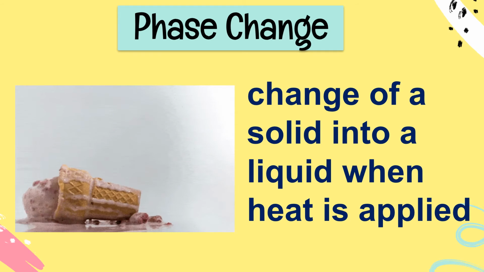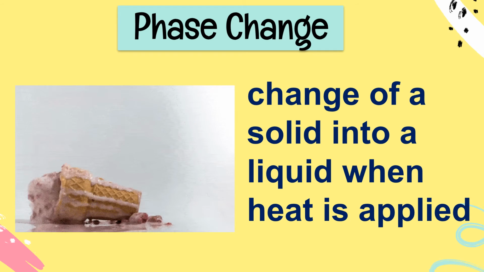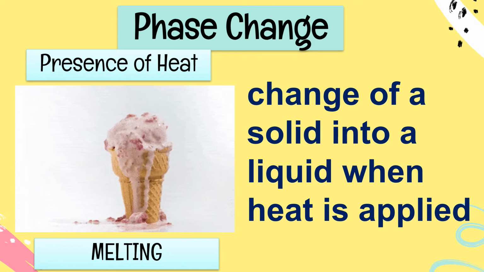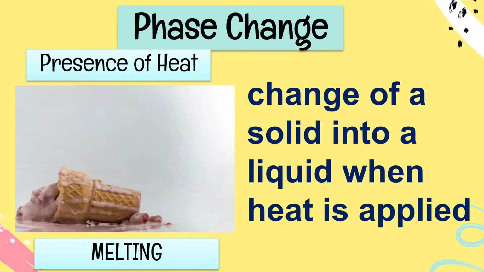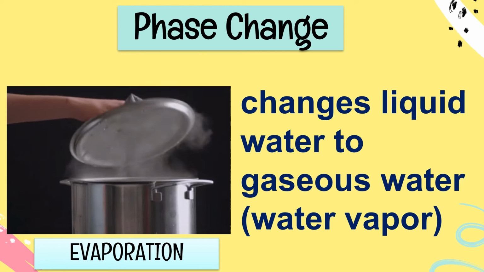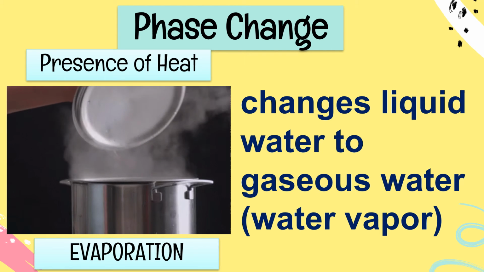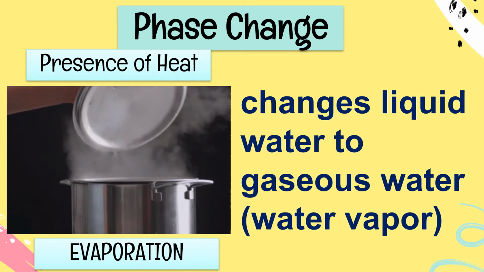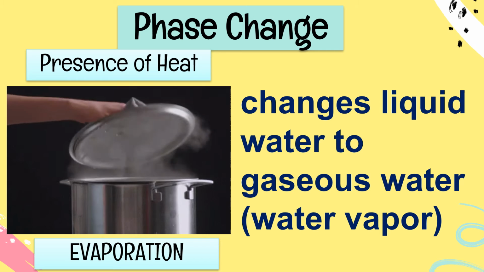Now let's look at the phase change when we add heat, or when there is presence of heat. An example is melting, the change of a solid into a liquid when heat is applied. This is the opposite of freezing. Another one is evaporation. When there is heat, it changes liquid water to gaseous water or water vapor.